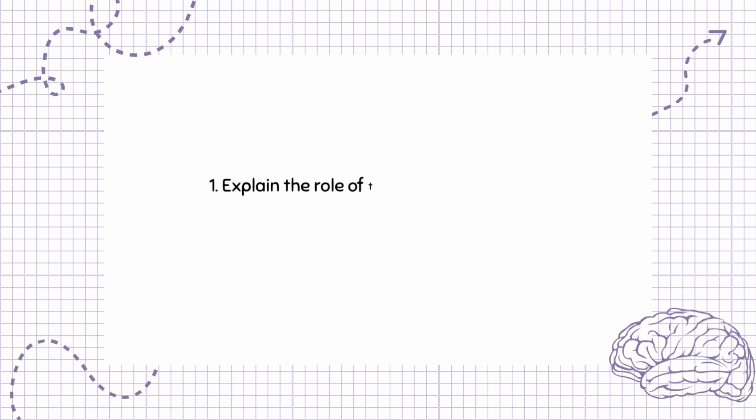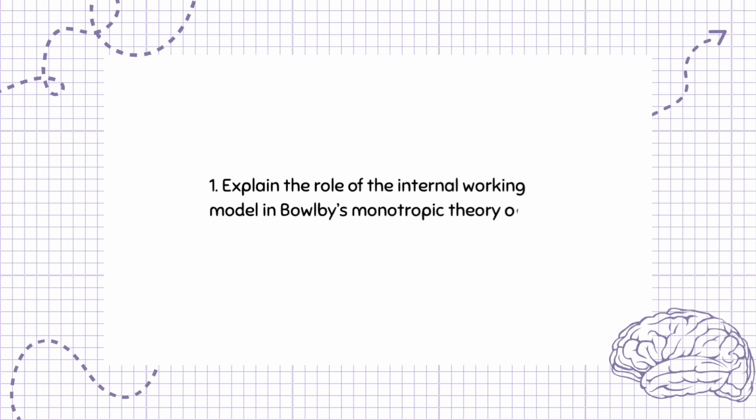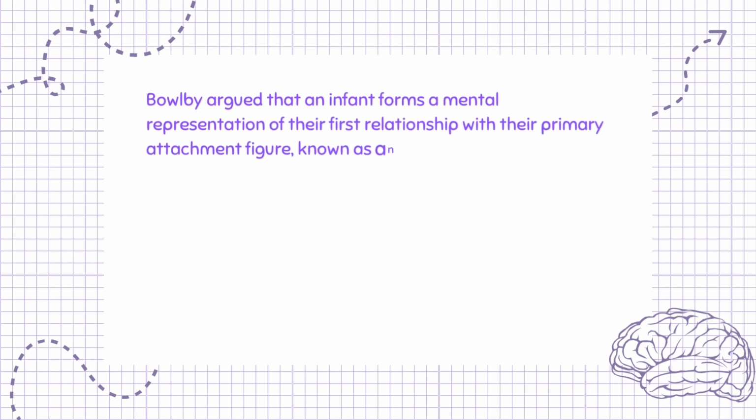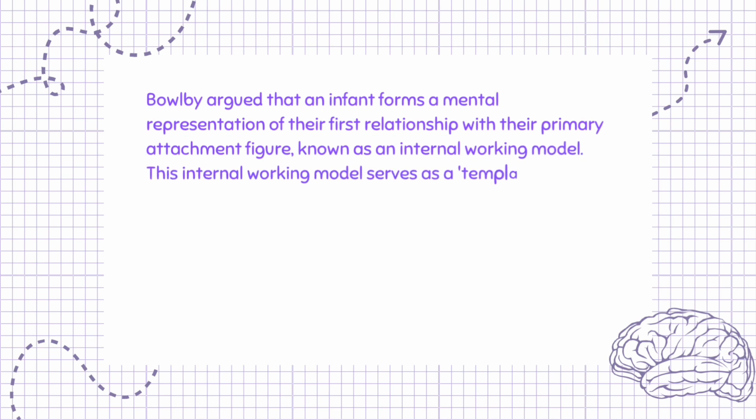Question 1. Explain the role of the internal working model in Bowlby's monotropic theory of attachment. 4 marks. Bowlby argued that an infant forms a mental representation of their first relationship with their primary attachment figure, known as an internal working model. This internal working model serves as a template or blueprint for what all relationships are like.